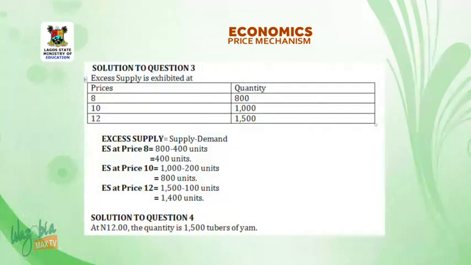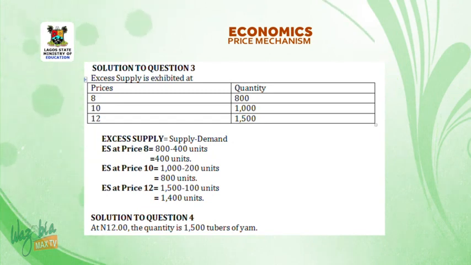Excess supply will be at prices 8, 10, 12. Quantities are 800, 1,000, 1,500. Excess supply is supply minus demand. At price 8, 800 minus 400, 400 units. At 10, 1,000 minus 200, 800 units. At 12, 1,500 minus 100 units, that is 1,400 units.